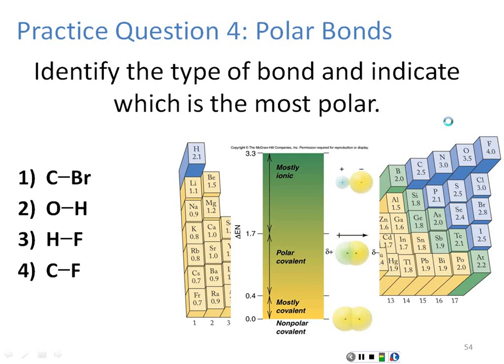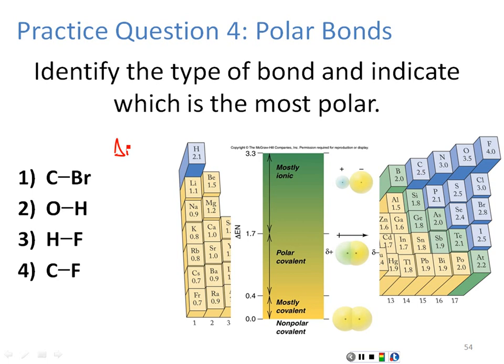Let's try a question now where we have to identify the type of bond. And then, out of our 4 choices, which is the most polar? So for carbon, bromine, and this is where, for a question like this, you would need to have the electronegativity values. If you're trying to classify a bond as ionic, polar covalent, mostly covalent, you would really need the electronegativities.